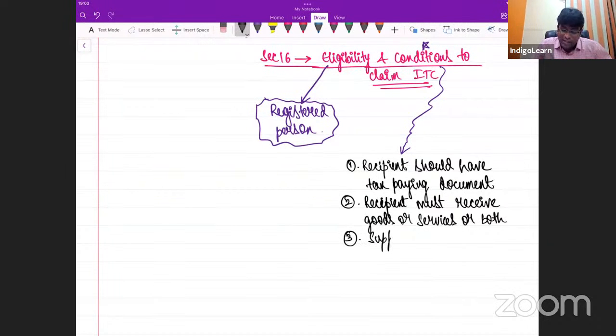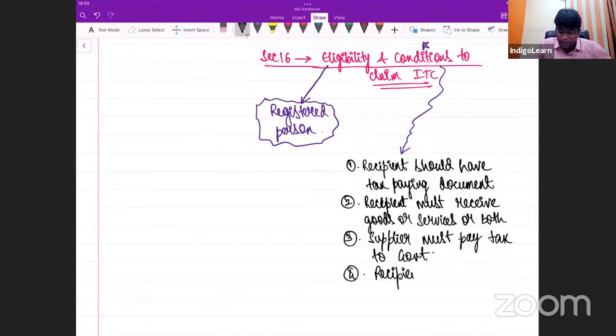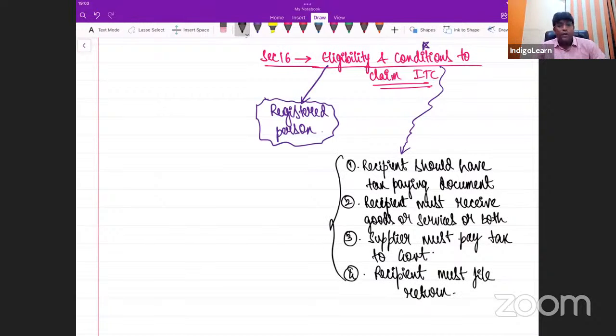Number 3, this is dangerous. Supplier must pay tax to government. Who must pay tax to government? Supplier must pay tax to government. Number 4, recipient must file return. These are the 4 important conditions which are to be satisfied in order to claim input tax credits. And we claim credit by filing one return in a form known as GSTR 3B. In that form, we show our input tax credit and claim our credit.